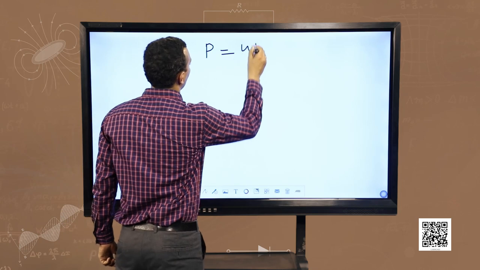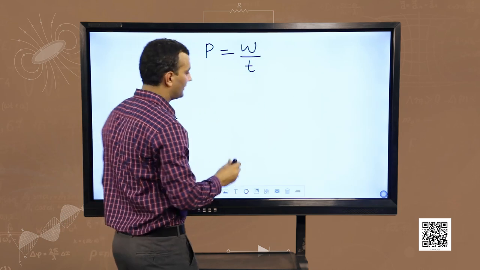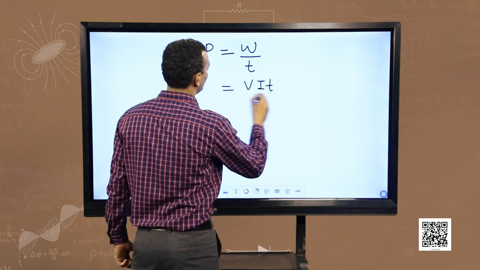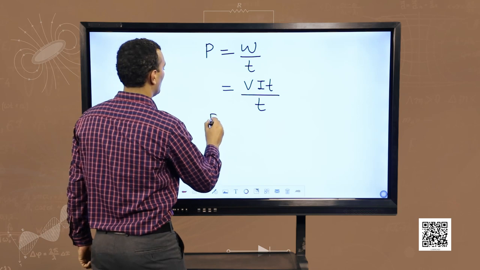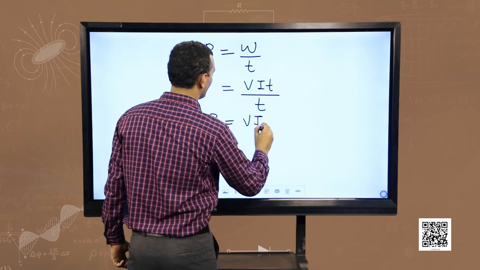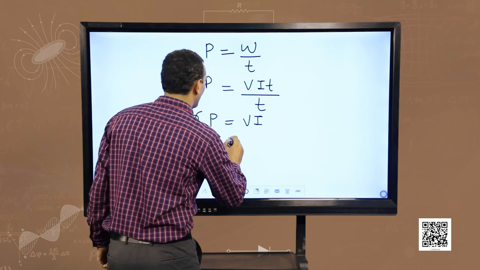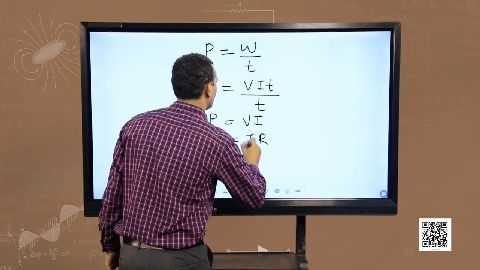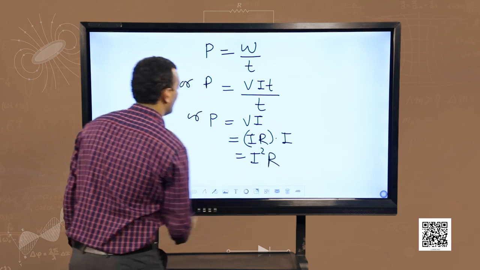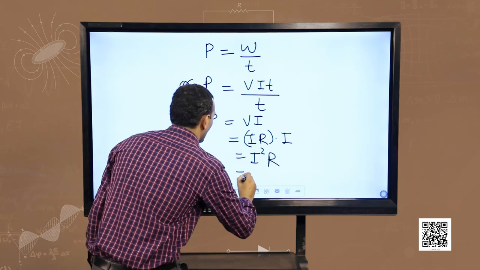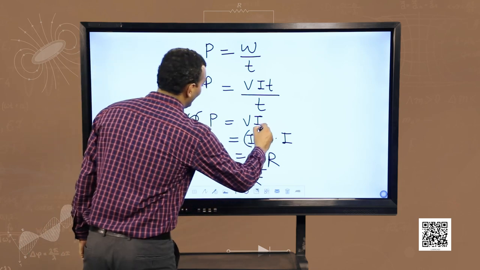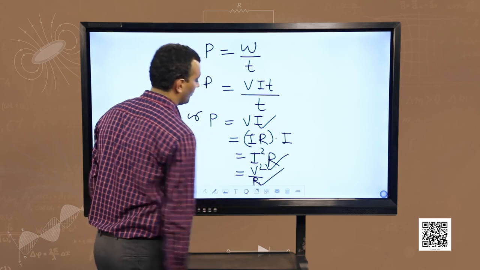Power equals energy per unit time, or the work done per unit time. With that, we get VIT divided by T. So, one expression for power is VI. Using Ohm's law, it can also be written as I square R, and it can be written as V square upon R also. So, these three are the different expressions for power.